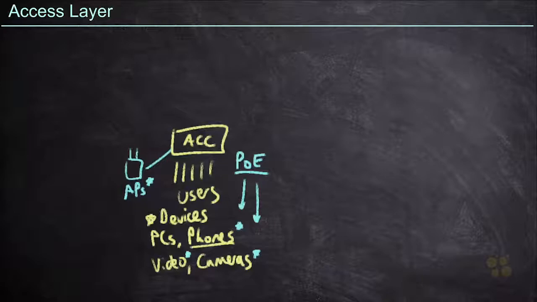Because in a lot of cases, it's difficult to connect a device both to the network and to the wall outlet. Especially when you think about access points in the ceiling, we don't want to have to run power connectors to the access points. Let's instead run power through the Ethernet line that connects back to our access layer switch.